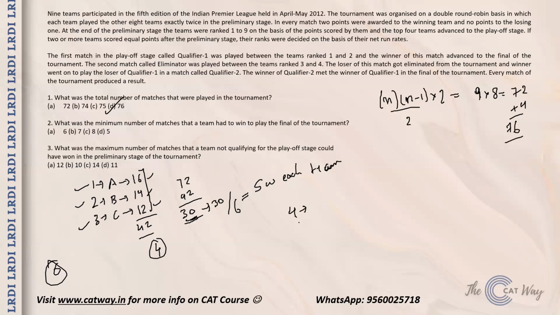So you can just imagine that all these teams have equal points. That is 5 wins, let's say 2 points for each match. So all have 10 points. But the team which is the 4th one has the best net run rate. So let's say it's a team D.